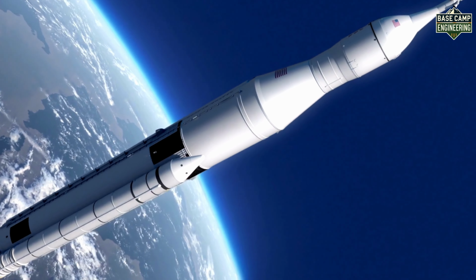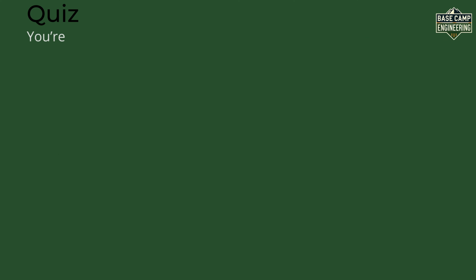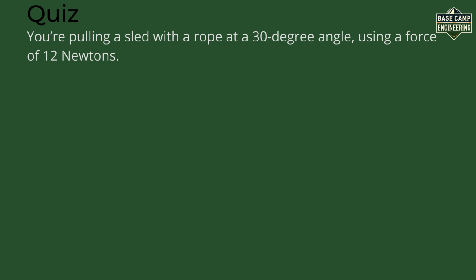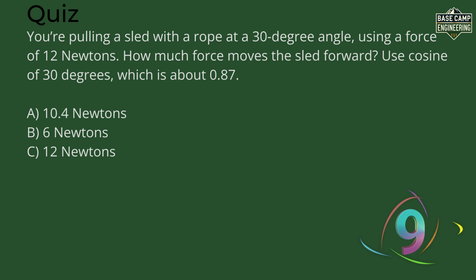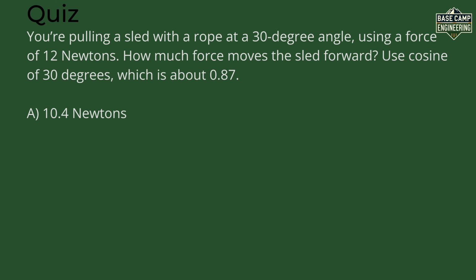Let's test your understanding with a quick quiz. You are pulling a sled with a rope at a 30-degree angle using a force of 12 newtons. How much force moves the sled forward? Use cosine of 30 degrees, which is about 0.87. The answer is A, 10.4 newtons. Great job. Let's see how these ideas work in real life next.